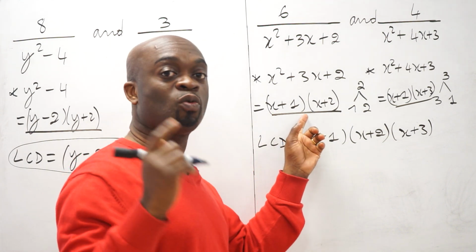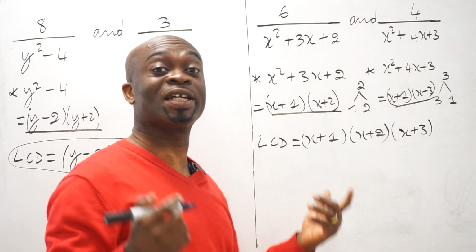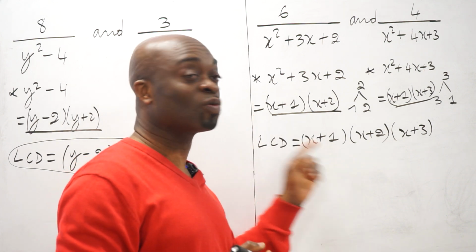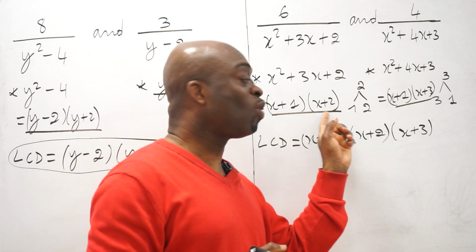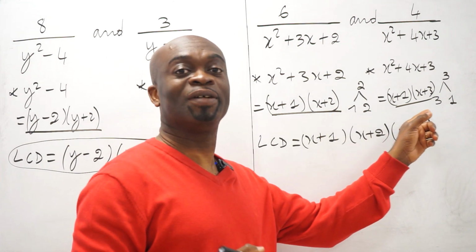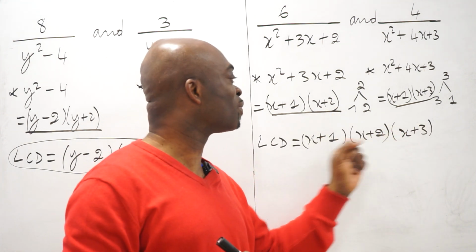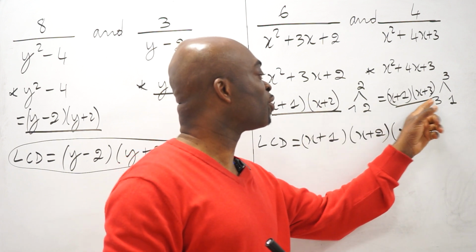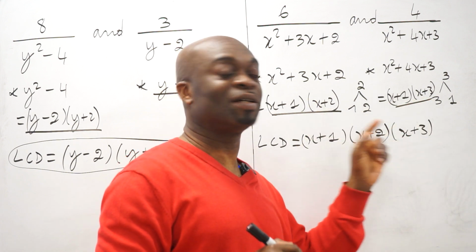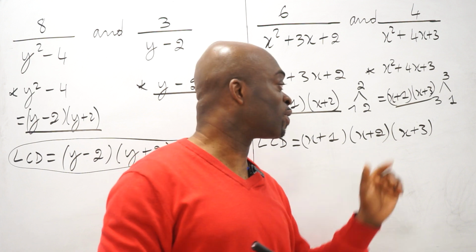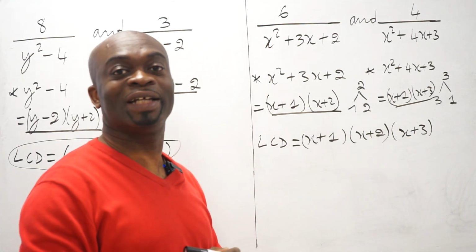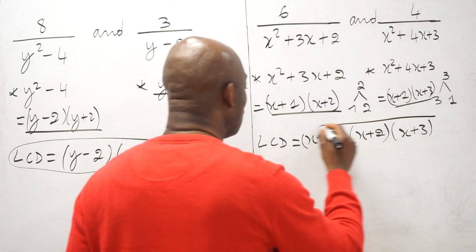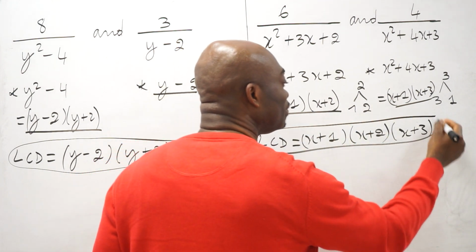X plus 1 occurs here once and here once. So we're going to take x plus 1 how many times? One time only. How about x plus 2? Once here, zero times here. We're going to take it one time. And then we have x plus 3: one time here, and no times here. We're going to take x plus 3 one time. And then, ladies and gentlemen, we are finished with the lowest common denominator.